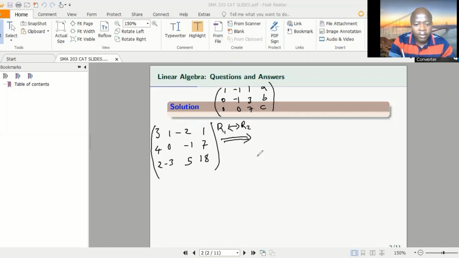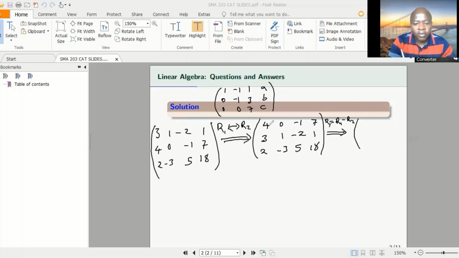And when that happens, my row 1 now becomes 4, 0, -1, 7. And row 2 is 3, 1, -2, 1. Then row 3 is 2, -3, 5, 18. So this is what I now have. Now, let me now subtract row 2 from row 3. No, row 2 from row 1. So my new row 1, I want it to be the difference between the current row 1 minus row 2.